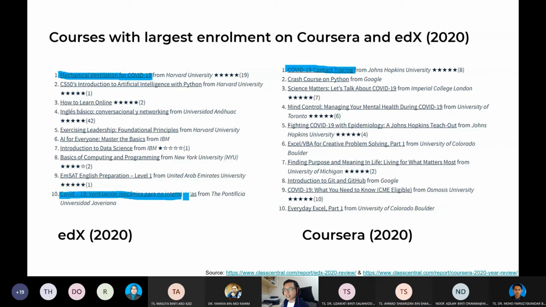Again, COVID in Spanish. Is it Spanish, or maybe Portuguese? And then can I find something here? Yeah, COVID, what you need to know. Okay, fighting COVID with epidemiology, teach out, science matters.